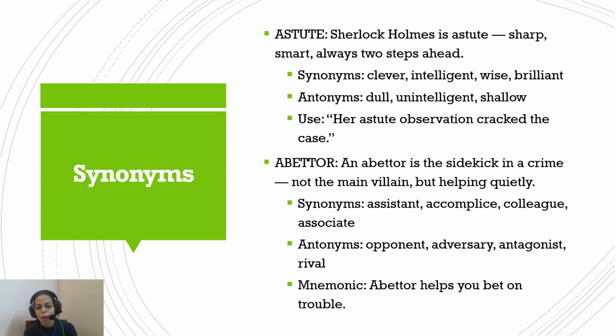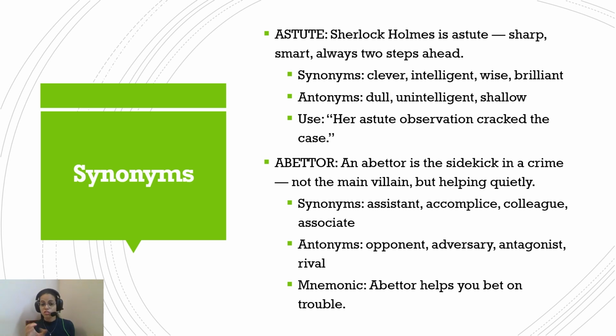Okay. Abettor. An abettor is a sidekick in crime. So he's not the main villain, but a helping kind of person. So synonyms would be assistant, accomplice, colleague, or associate, sort of that. Somebody who is a sidekick, not the main villain. Now, the antonyms would be opponent, adversary, antagonist, rival. So, an abettor helps you get into trouble. The person who is doing the action is the main person, and somebody who is just betting on it, saying, I know he will be able to do it.